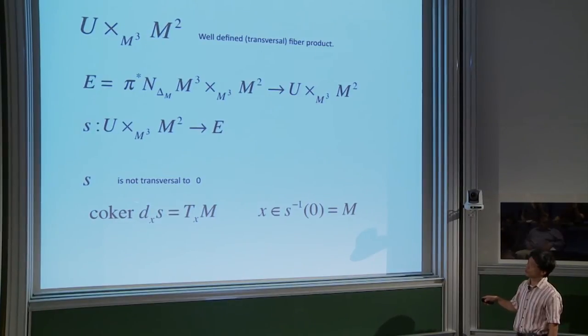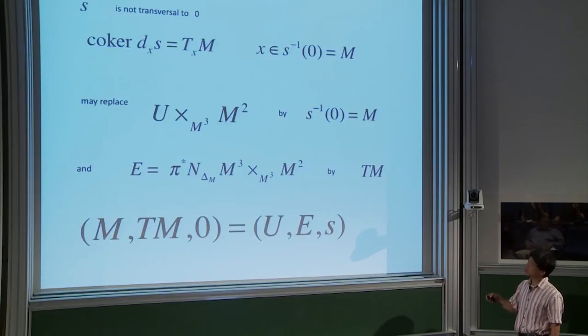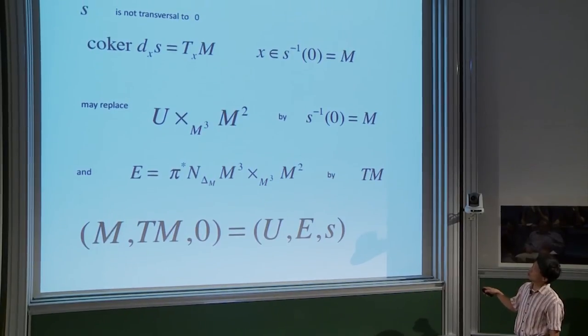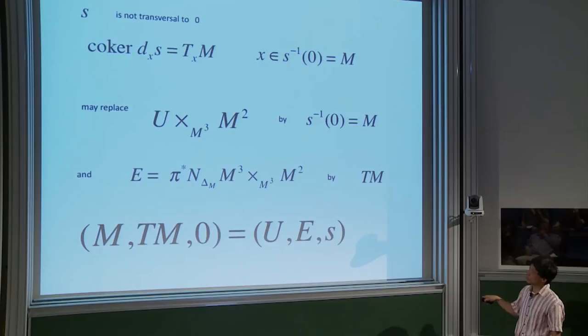So the cokernel of this S is actually the tangent bundle. And since this is a finite rank, in place of taking a 2n-dimensional manifold, something like a neighborhood of M, you just take M itself. So you replace this triple, this guy and E and S, by a bit smaller one. So you get M, the tangent bundle, zero. And this is our triple. What's wrong is that this S is zero, so it's not transversal. But you can perturb this zero, something like a non-generic section, and you get the Euler number.